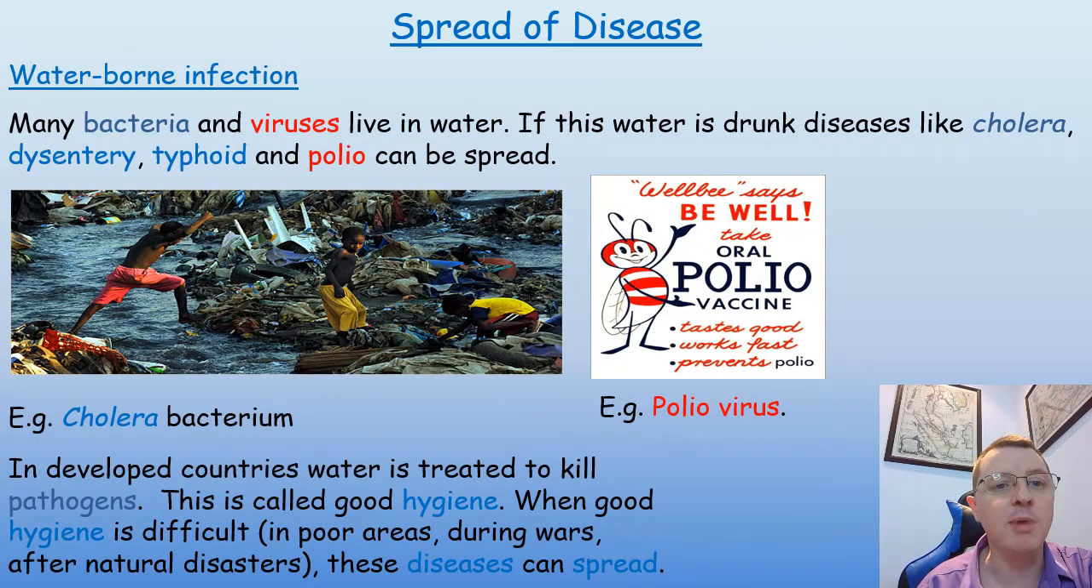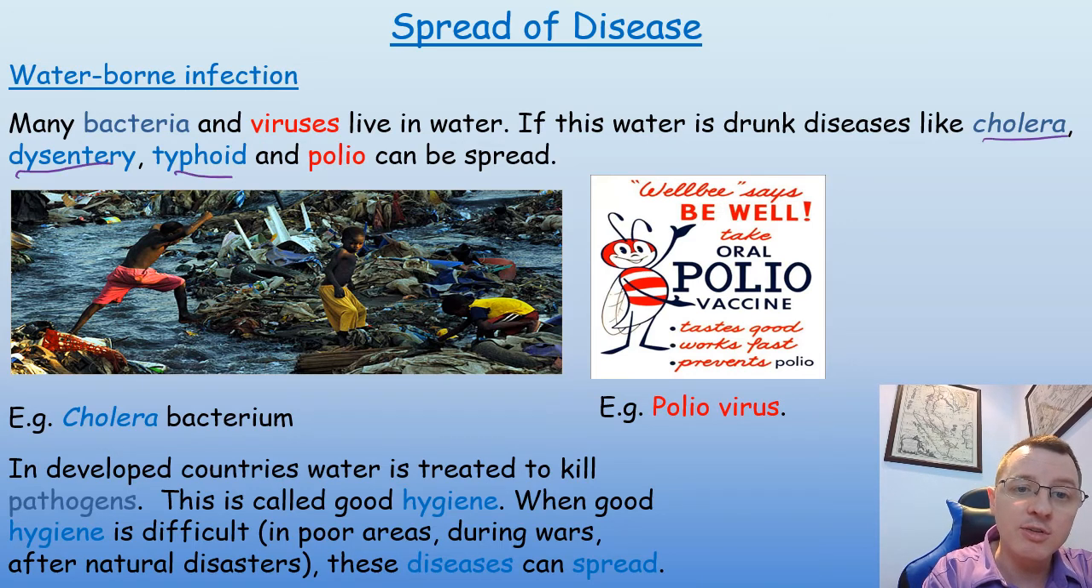The third method by which pathogens can be spread is known as waterborne infection. Many bacteria and viruses live in water, and if this water is drunk, diseases like cholera, dysentery, typhoid, and the viral disease polio can be spread. Cholera, for example, is a bacterium, and in developed countries, water is treated to kill these pathogens. This is called good hygiene.